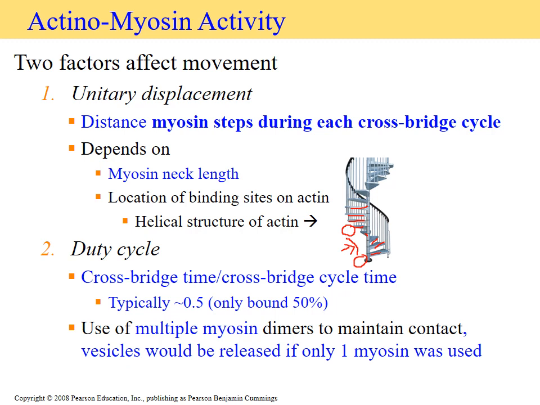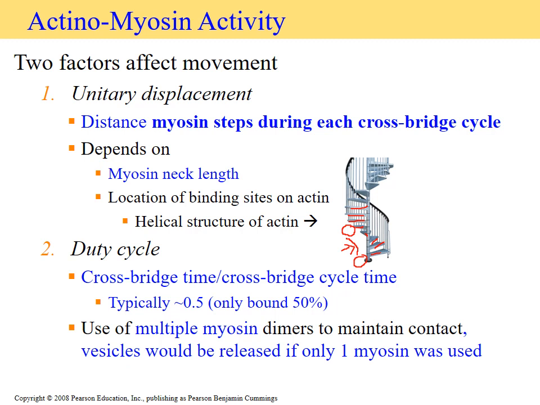We can also calculate what we call the duty cycle. The duty cycle is when you're interested to figure out how much time is spent making a cross bridge versus how much time is being spent crossing from one bridge to the next, so engaging in your power stroke. Usually what we see is that a typical myosin head will have a duty cycle of around 50%. That means that half of its time is spent with the cross bridge, and the other half will be spent making its power stroke motion.